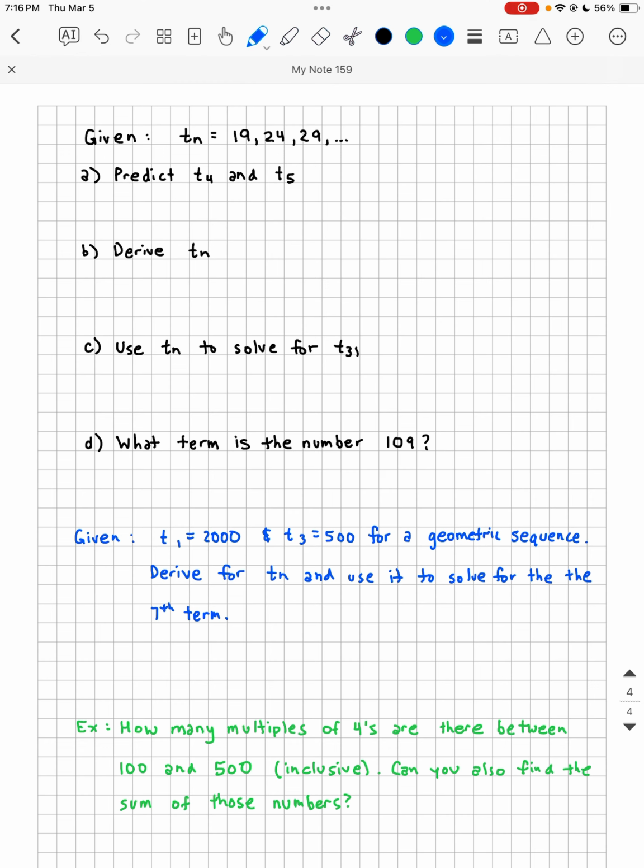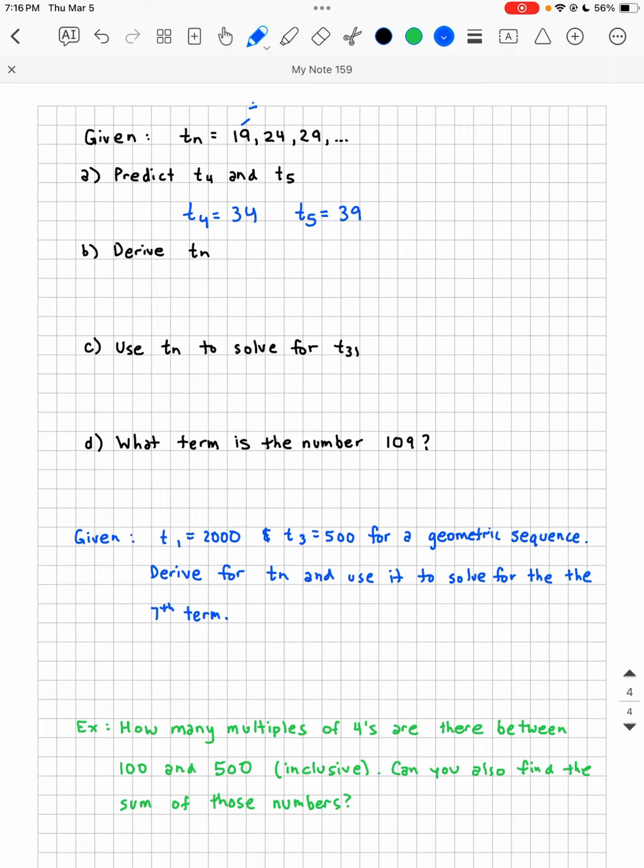Hopefully you can see right off the bat, the pattern is I'm just adding 5 each term. So t of 4, if I'm adding 5 more to the next term, should be equal to 34. Whereas t of 5, adding 5 more to that previous term, is going to be equal to 39. That's the easy part. Next, derive the equation for t of n.